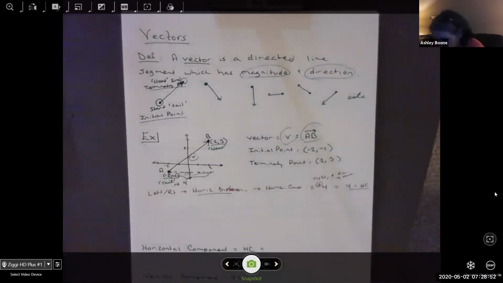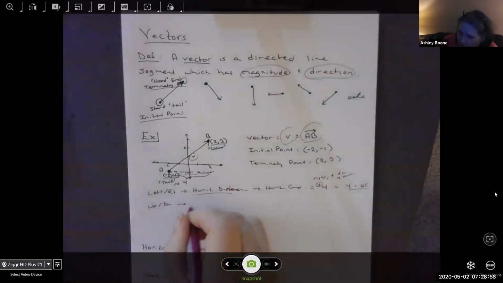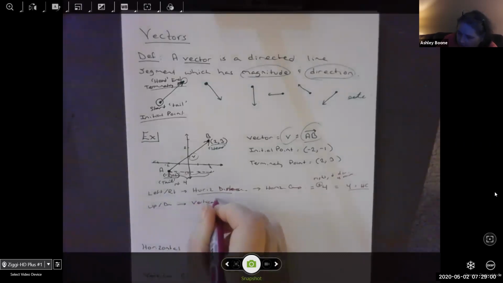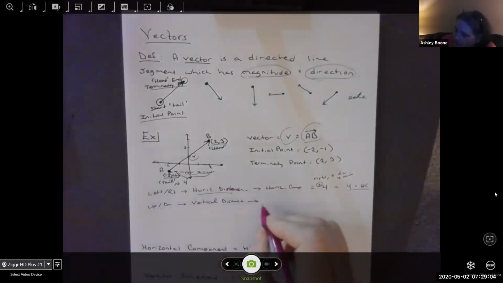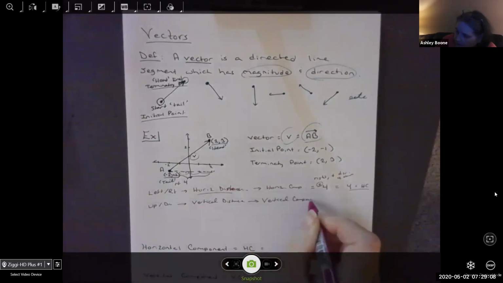Now, we can also talk about the upward movement, up or down. What's happening vertically? What about our vertical distance? Okay, this is going to be referred to as our vertical component.